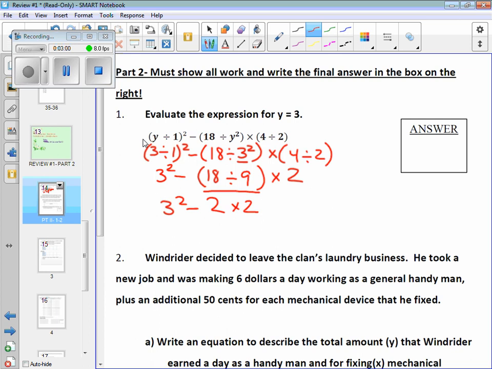Correct. 3 squared is what? Right. I did mine a little bit too much, and I just kept bringing everything down. What'd you get as an answer? Okay, 2 times 2 gets done next. That's 4. And yeah, 9 minus 4 is 5, and that's our answer.